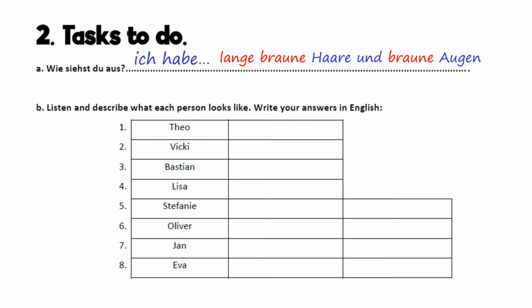6, Und du, Oliver, wie siehst du aus? Ich habe braune Augen und rote Haare. 7. Wie siehst du aus, Jan? Ich habe grüne Augen und glatte Haare.